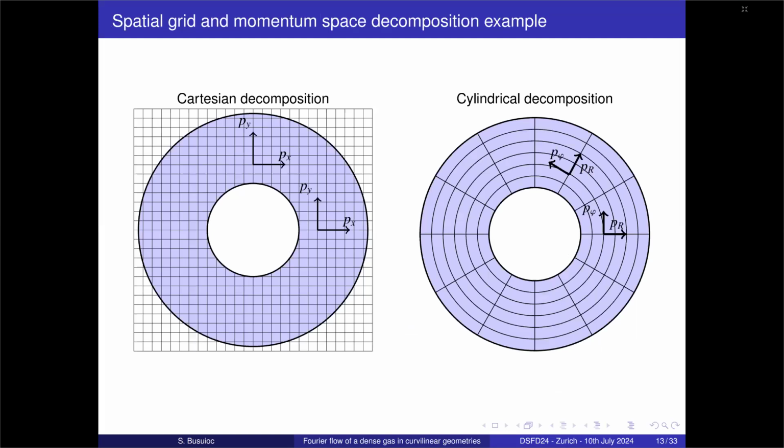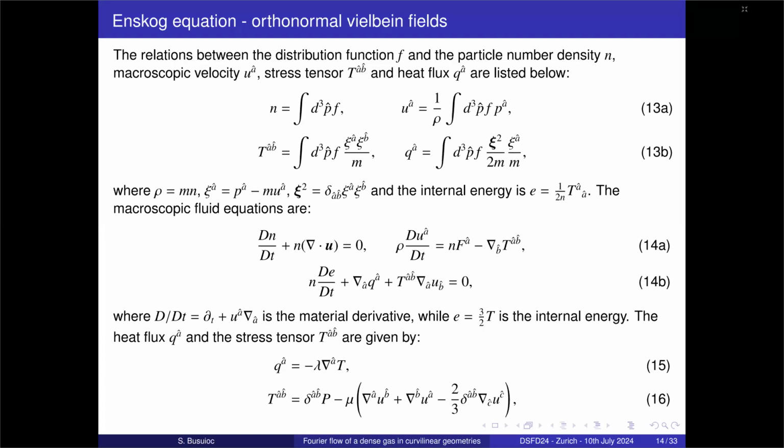So what happens is I go from Cartesian decomposition to the cylindrical decomposition in a cylindrical setup. Everything is symmetric with respect to the cylindrical coordinates, and I can exploit the symmetries of the flow. My macroscopic quantities are just the integrals over the particle distribution function, as in equation 13.